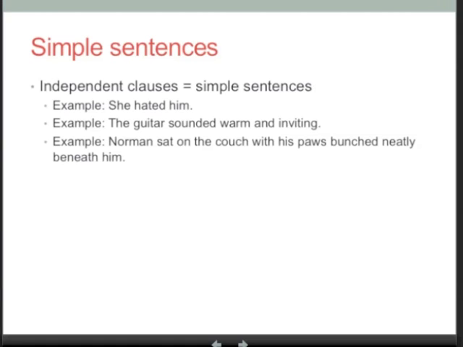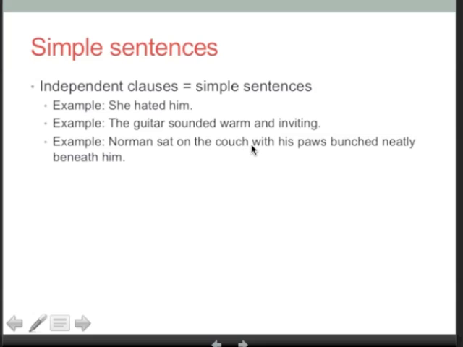Here I have a sentence about my dog. Okay, so we have Norman, and that's the subject. Sat is the verb. And then we have a series of phrases that modify the subject. So Norman sat. You could put a period right there. That is a complete idea. However, I've added just a series of phrases here. But you'll notice that in none of these phrases is there a subject and a verb, right? So this is still just a simple sentence.